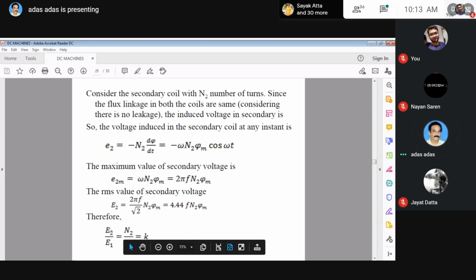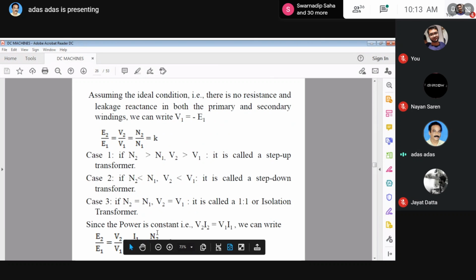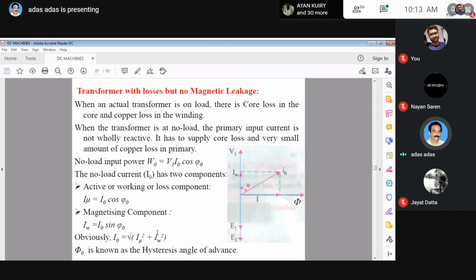Ultimately, we proved that E2 by E1 equals N2 by N1 equals K, where K is the transformation ratio. From here, three cases were discussed. Case 1 is for step up transformers, case 2 is for step down transformers, and case 3 is for 1:1, that is isolation transformers. All were discussed in the previous class. Now we shall discuss the new topic: the transformer with losses but no magnetic leakage.